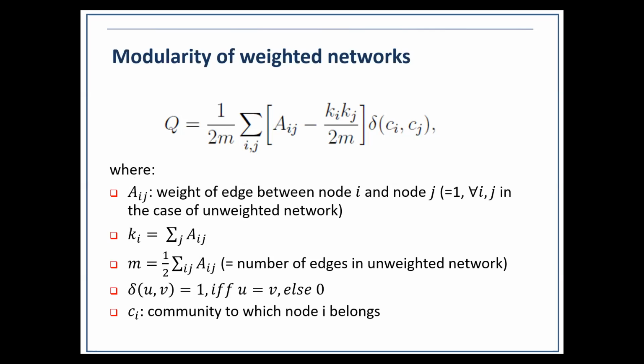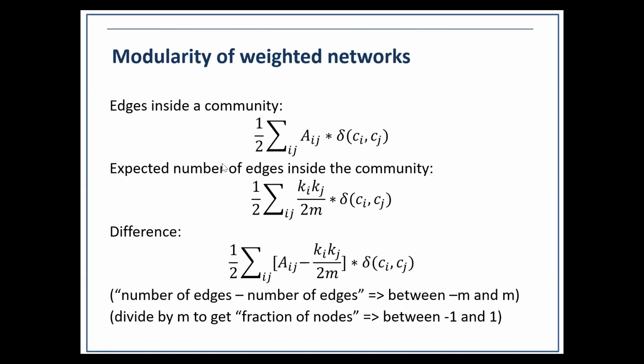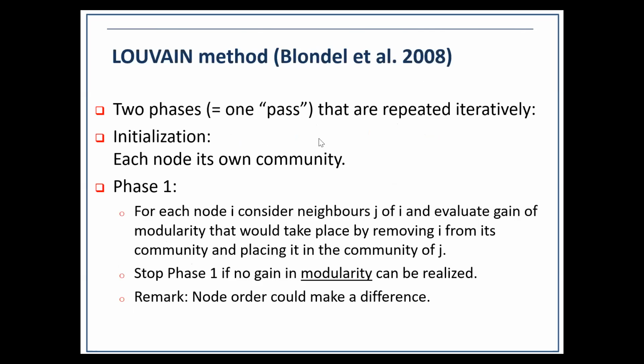Again, I'm not interested in the formula. I'm just telling you that we can use an adjacency matrix where each link has weights, for example, according to the frequency of phone calls. Now we have a weighted adjacency matrix. And having the weighted adjacency matrix, we can count the number of links inside a community, and we can determine the expected number of links inside that community given the hypothesis of homogeneous distribution. The difference, that's exactly modularity. Okay, so that's the formula.